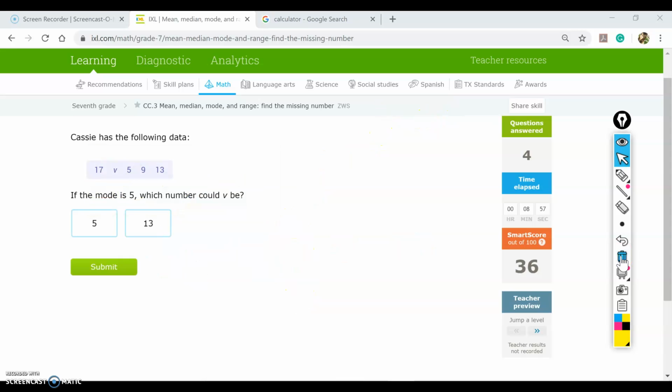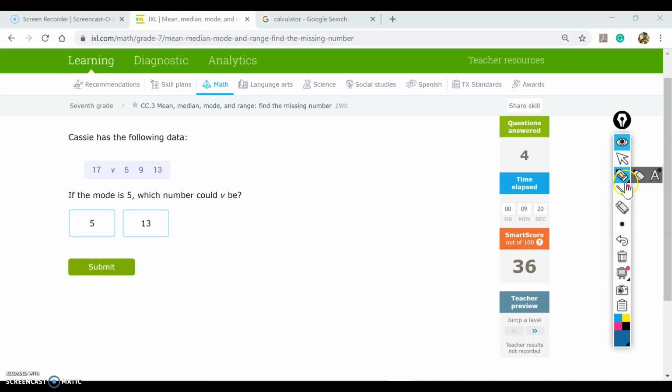Now let's try 2 more problems. So question number 4. Cassie has the following data: 17, B, 5, 9, 13. If the mode is 5, which number could B be? If we want to find the mode, remember that the mode is the number that repeats the most. So I'm going to put my numbers in order. The smallest one is 5. Then I have 9. Then I have 13. And then I have 17. And then I have B.